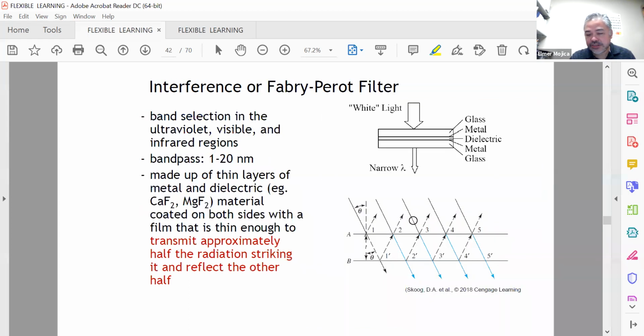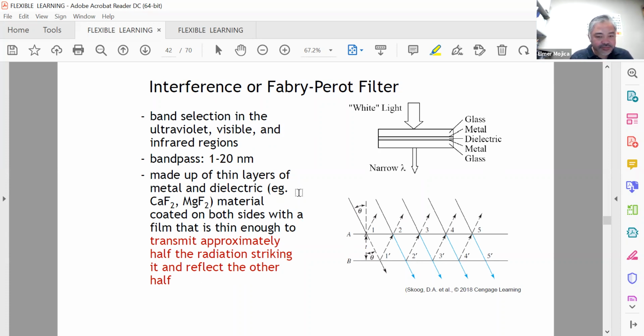So if you're going to look at these optical filters, one of the types that we have there is the so-called interference filter, or known as the Fabry-Perot filter. The band selection in the ultraviolet, visible light, and in infrared region. So you have your band pass that ranges from 1 to 20 nanometers. So the way that this interference filter would work, you have a white light as it passes through the different components there: glass, metal, dielectric, metal, and then glass, okay? It narrows the wavelength that you have.